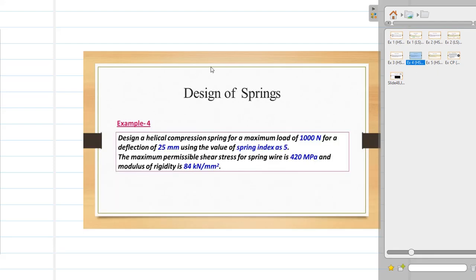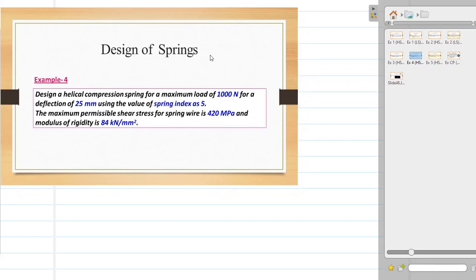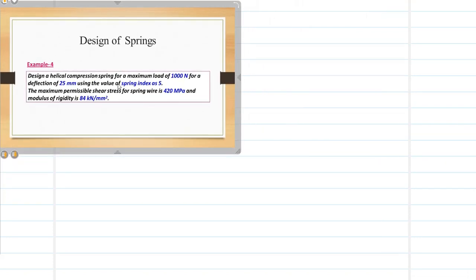So let's see with the example. Okay, just to give you an idea, now you know the complicated problem. Now these problems are relatively simpler. So you have to design a helical compression spring. The load is 1000 Newton. The deflection is 25 mm, and the spring index value is 5. So you have to design it.